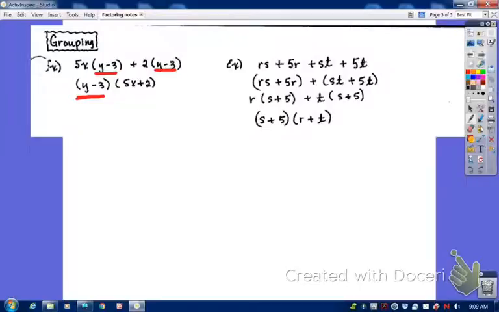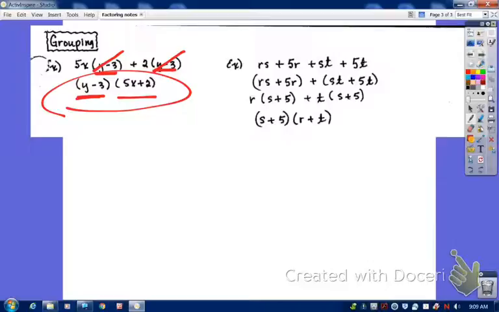But some textbooks put this one into the grouping category. So if I have 5x times y minus 3 plus 2 times y minus 3, and I factor out a y minus 3, then I'm left with 5x plus 2. You're actually dividing it out. Factoring is dividing. You're factoring out that common group because it's being multiplied times the 5x and the 2. When you do that, you're left with the 5x plus 2. So y minus 3 and 5x plus 2 are considered your factors.